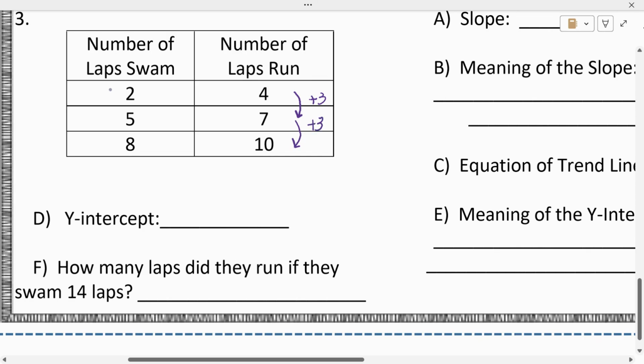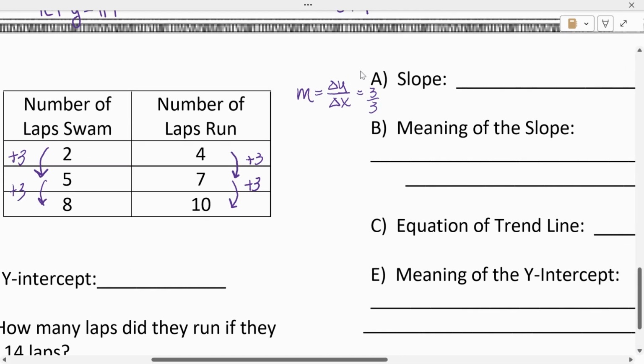Okay. Let's look at the x coordinate. What am I adding to the x side to go from 2 to 5? And to go from 5 to 8? So my slope is my change in y over my change in x, which is really 3 over 3. Does 3 over 3 reduce? To what? So my slope is really 1. M equals 1.